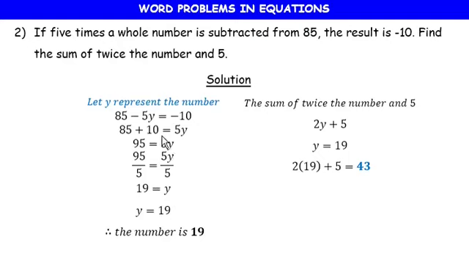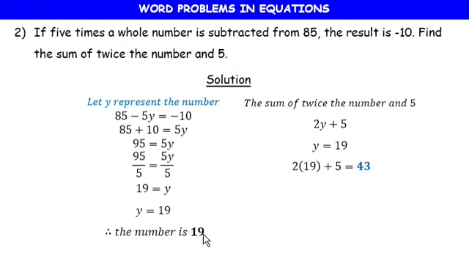And then since we want to find the value of y, we divide both sides by 5. So we have 95 over 5 is equal to 5y over 5. And 95 divided by 5 will give us 19. So 19 is equal to y, right? So you can reverse it and say y is equal to 19. Therefore our number is 19, right? Our number is 19.